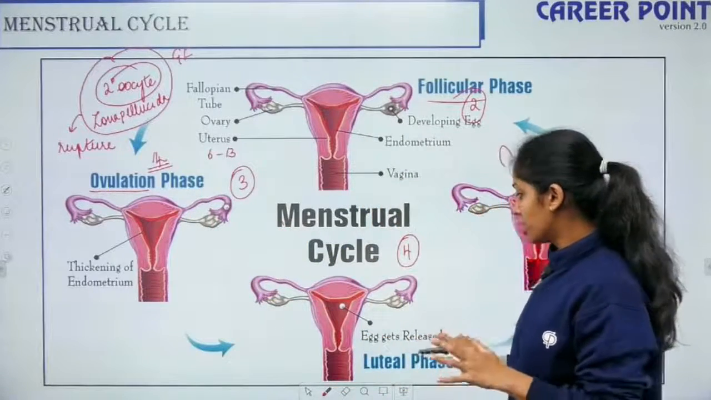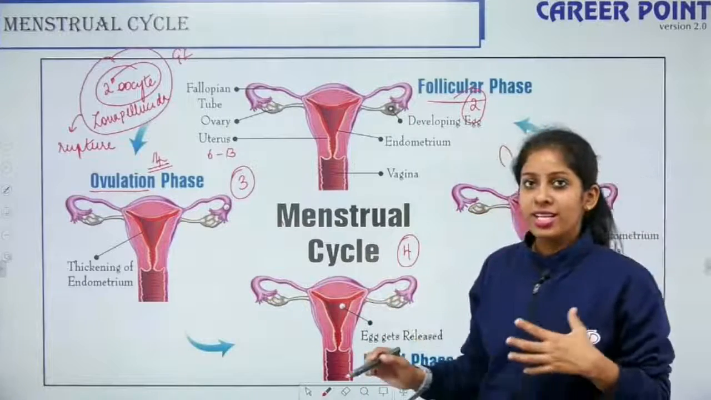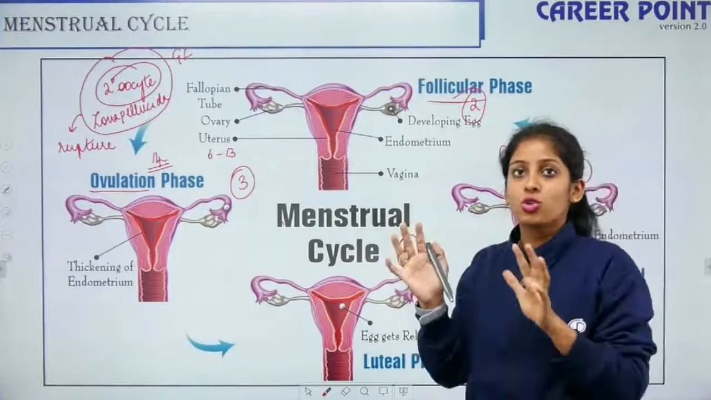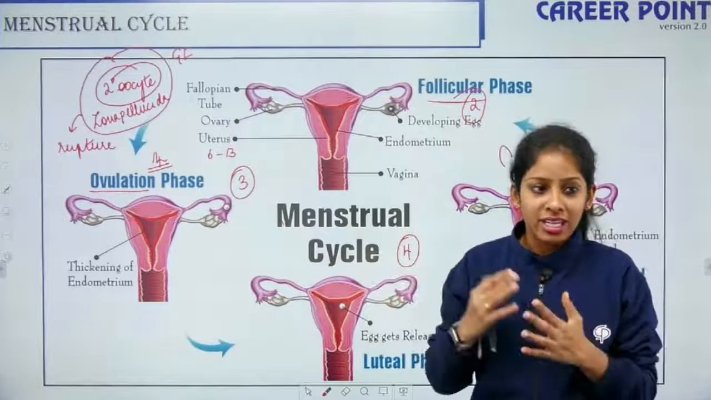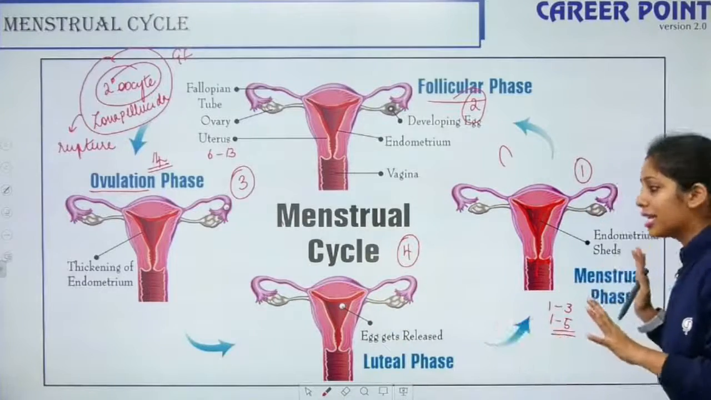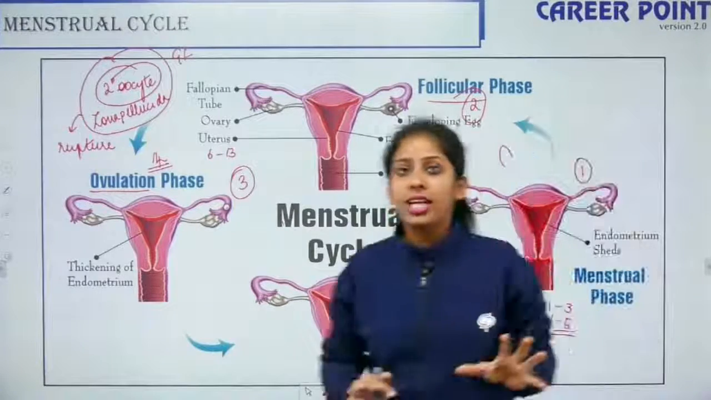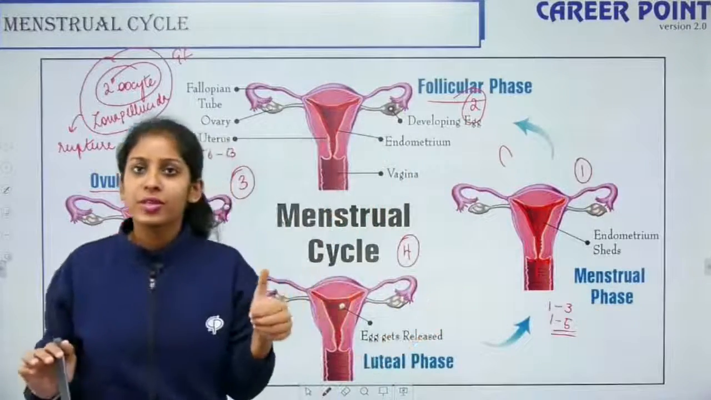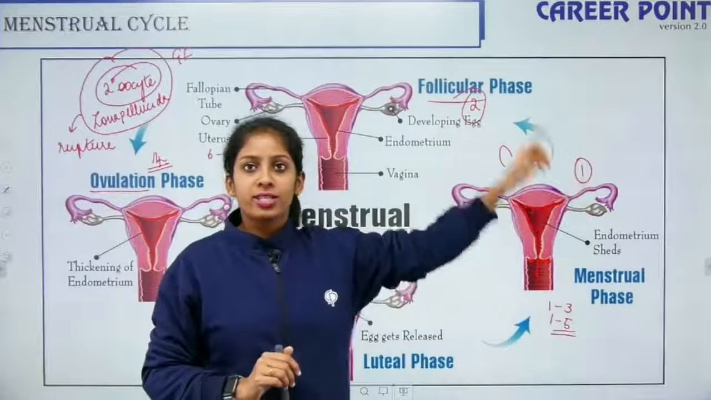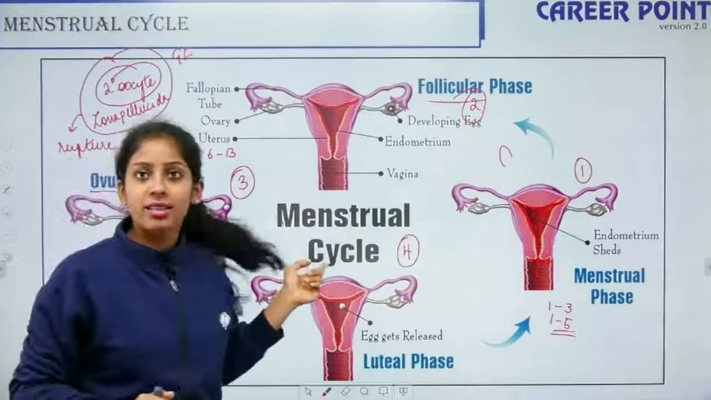The next is the luteal phase. In the luteal phase, actually it feels very sad. In the luteal phase, the endometrium is all set and awaiting fertilization, but when no fertilization happens, then your menstrual cycle happens. So this is the entire menstrual cycle. Did you understand the overview of the entire thing? What happens in the menstrual phase, the follicular phase, the ovulatory phase and the luteal phase?